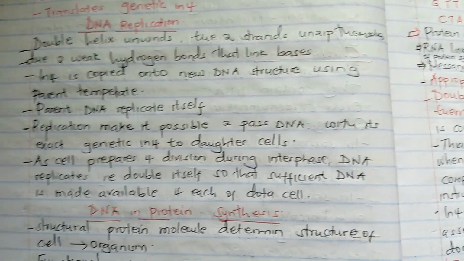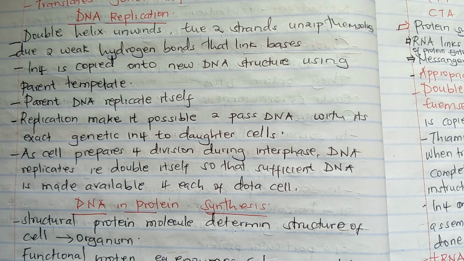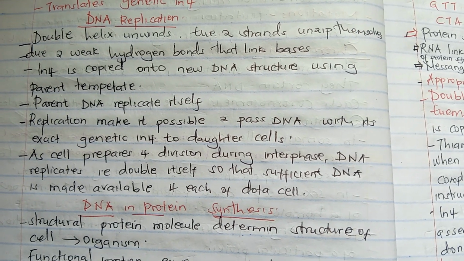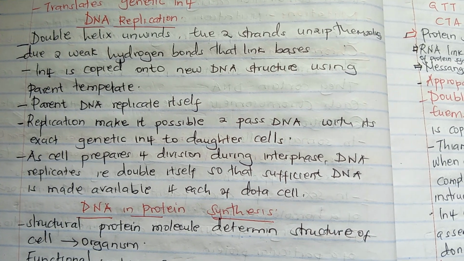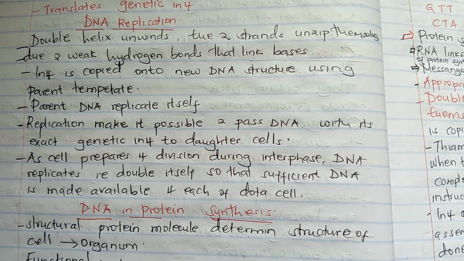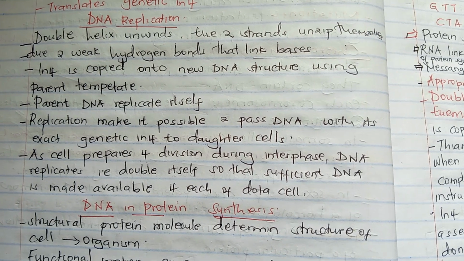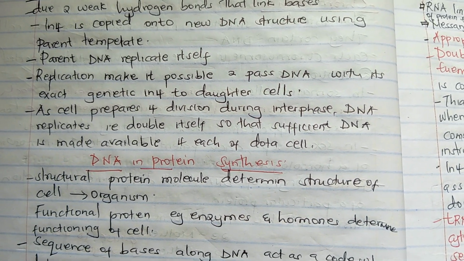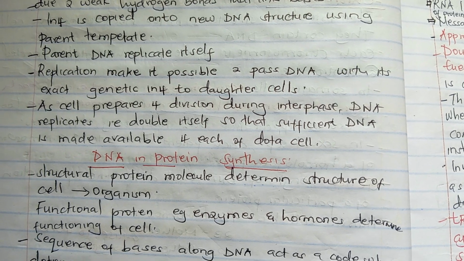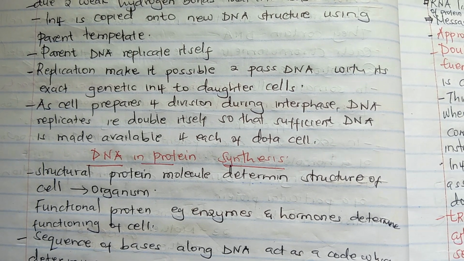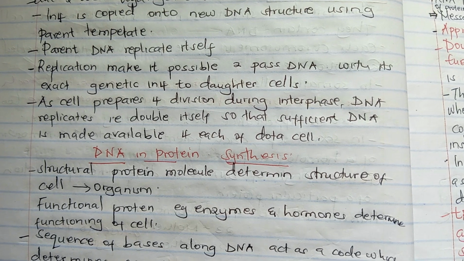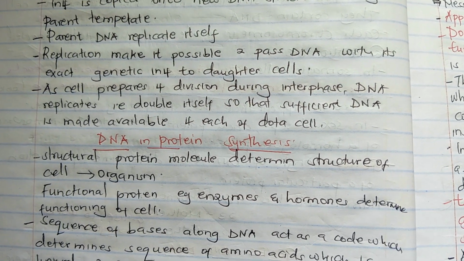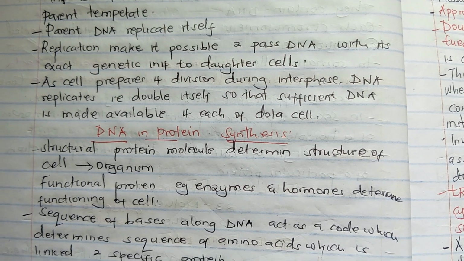So DNA replication. During the DNA replication, the double helix unwinds and the two strands of the DNA unzip themselves due to the weak hydrogen bonds that link the bases. So that information is copied onto the new DNA structure using a parent template. The parent DNA replicates itself, and then the replication makes it possible to pass the DNA with the exact genetic information to the daughter cells.